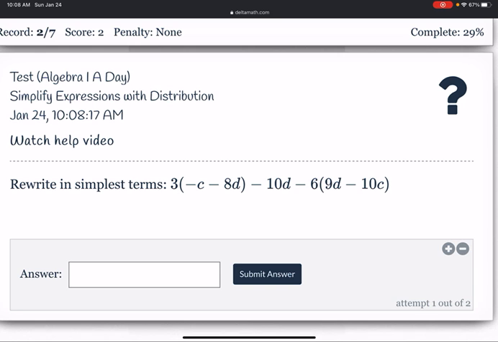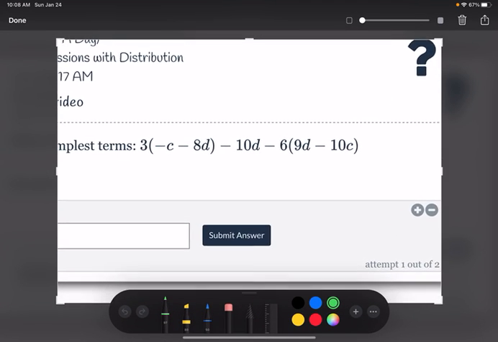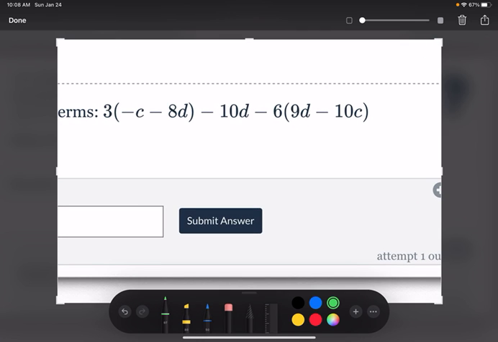Example 2. We're going to rewrite this expression here in its most simple terms. Again, we need to first identify where can we use the distributive property, and here we can. So I'm going to distribute, meaning multiply 3 into here. 3 times -c is -3c. 3 times -8d is -24d. Now I have a -10d.